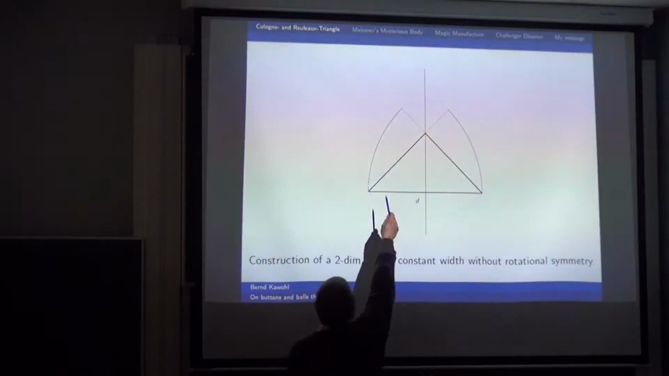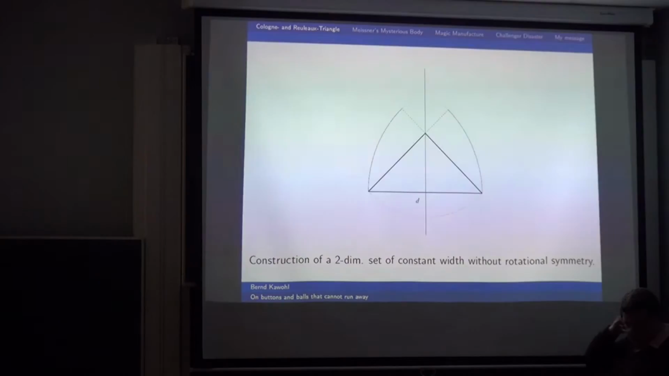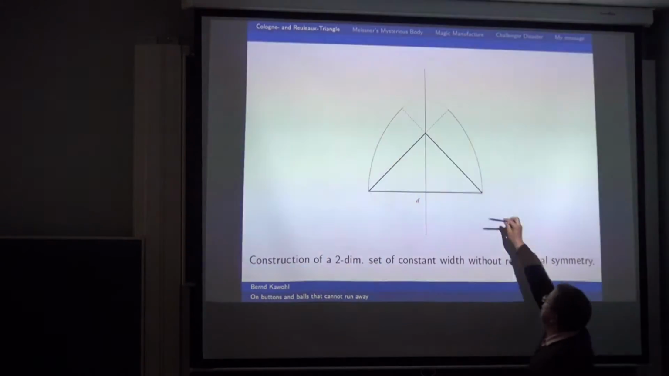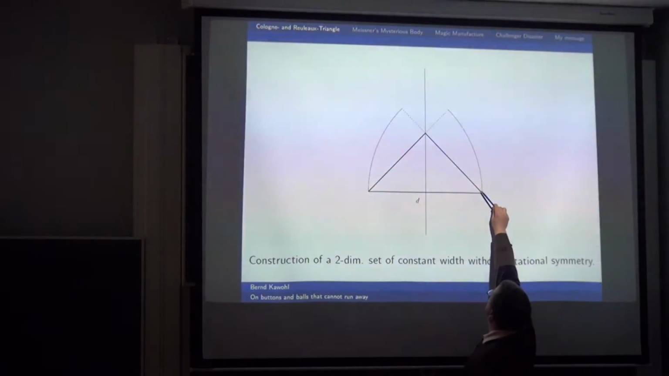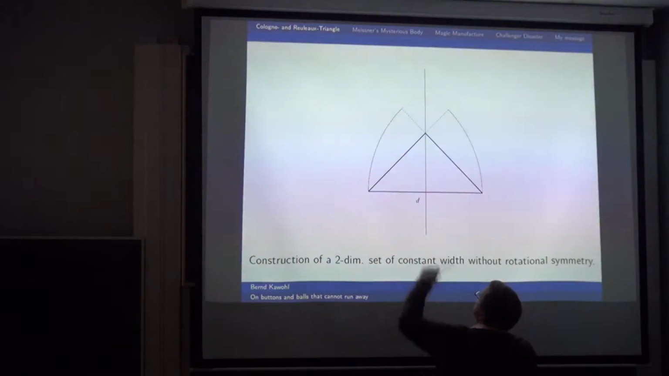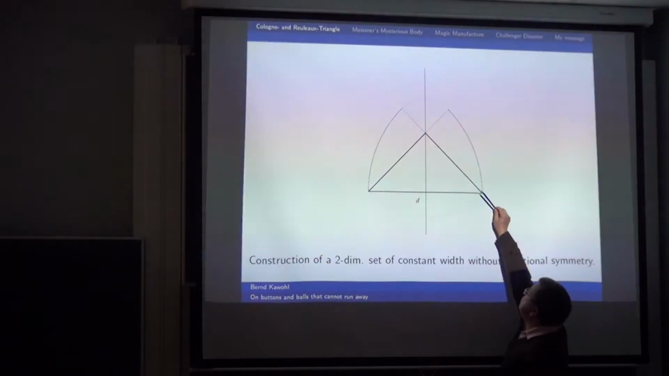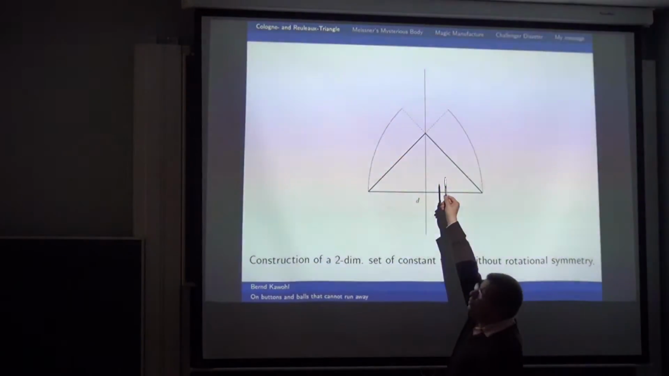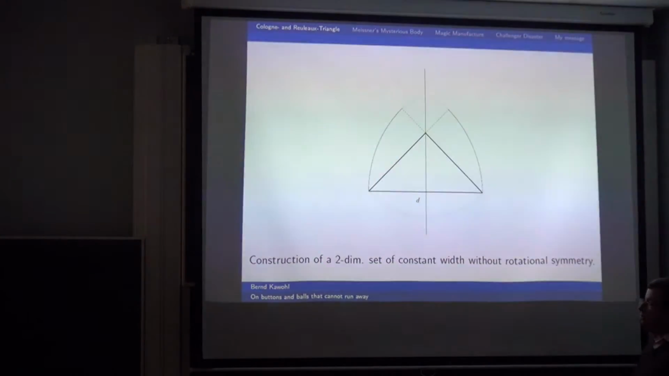So I have here a triangle. The longest side has length d, the other two sides are equal. And then I put a circle in here and rotate it until I get to the extension of this line. And I do the same over here. And then I rotate this stick around the point in the middle, and I get the upper circular arc and the lower circular arc. In this way I can construct a two-dimensional set of constant width. And this set has no two-dimensional rotational symmetry.